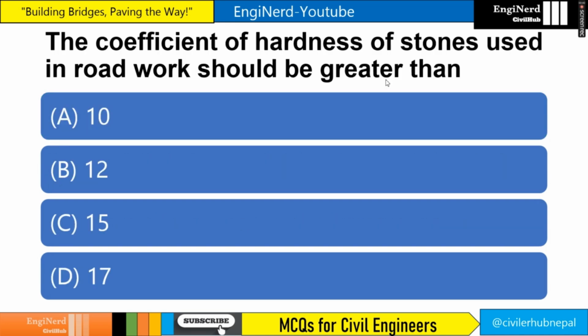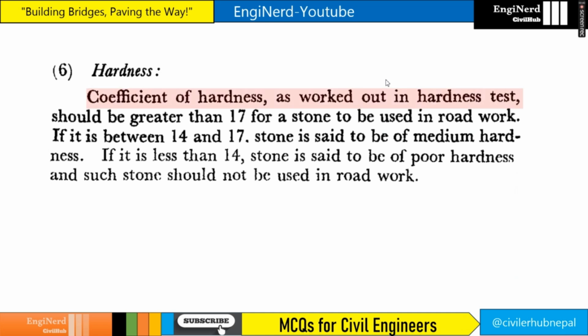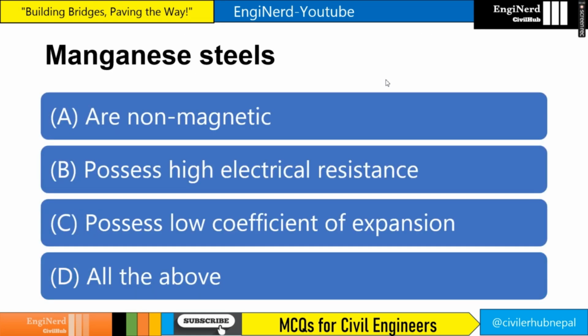Option A. The coefficient of hardness of stone used in road work should be greater than what? 17, right? So if you see here, the coefficient of hardness in the hardness test should be greater than 17 for stone to be used in road work. Manganese steel is non-magnetic, possesses high electrical resistance, possesses low coefficient of expansion, and all of these. The answer is all of the above.